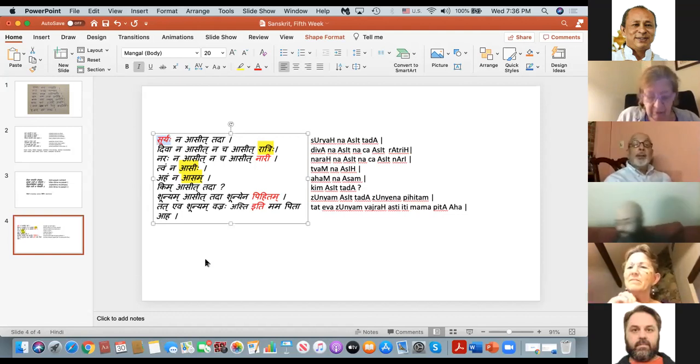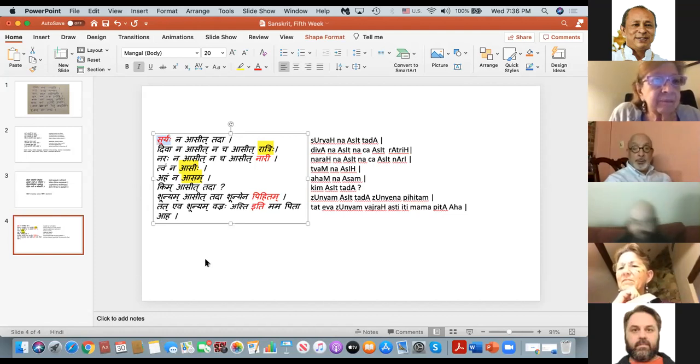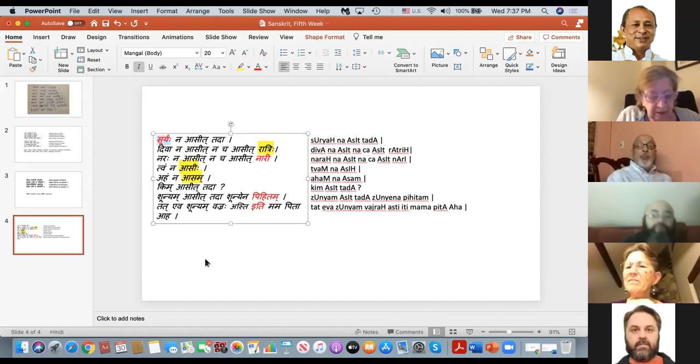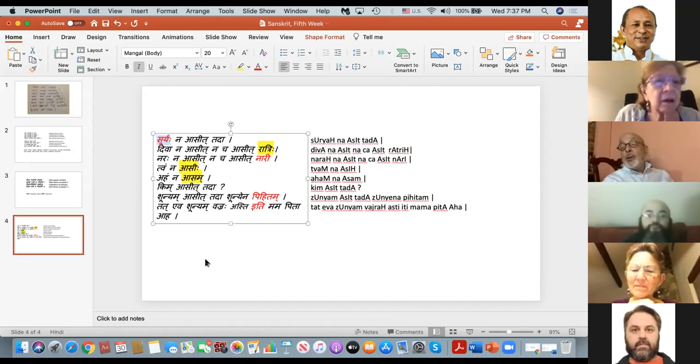Okay, second sentence. Diva ratri na asit. Diva is not a new word. Asit, no new word. Ratri is maybe a new word. This is why I marked it yellow, because we have ratro, right? Kako diva ratro na pasyati. Ratri is night. Ratro means at night. Ratri means night.